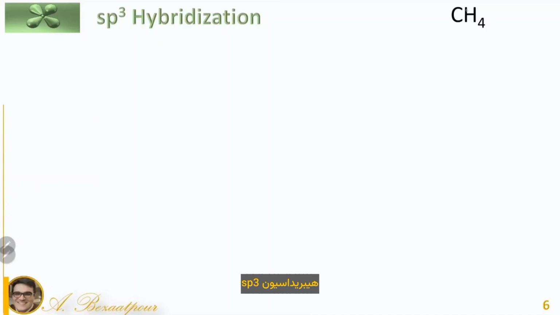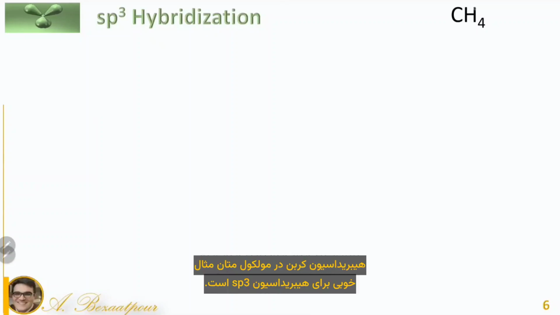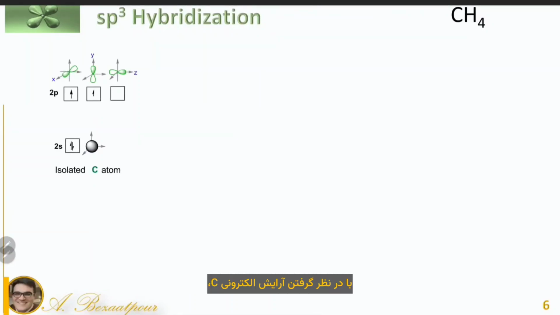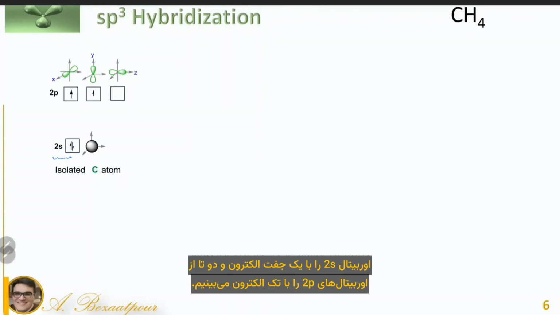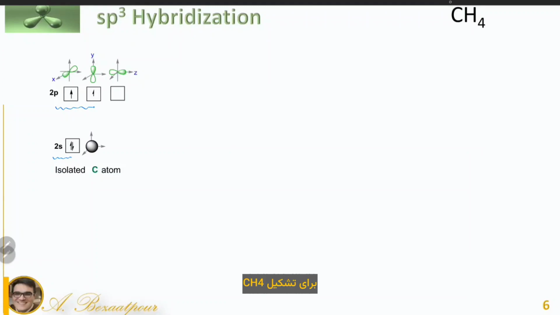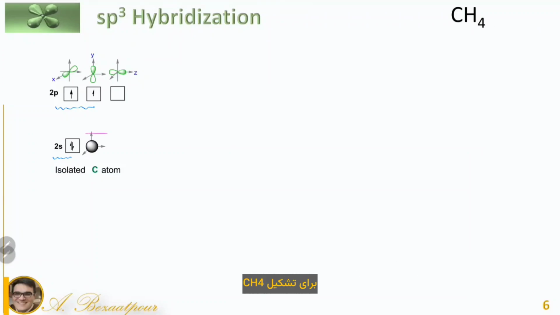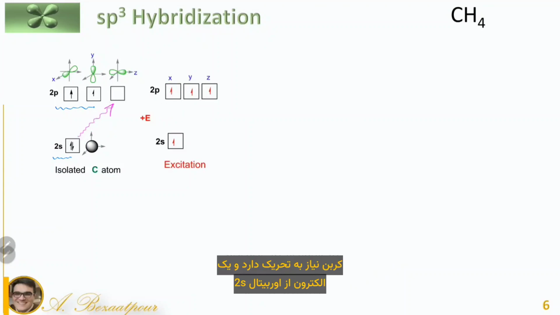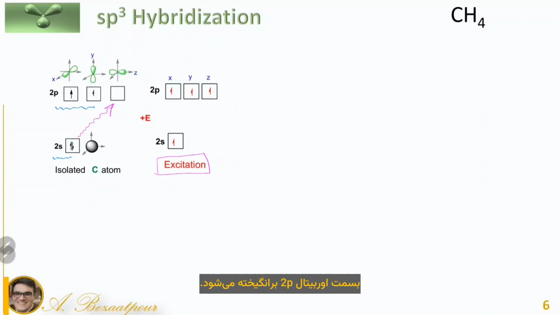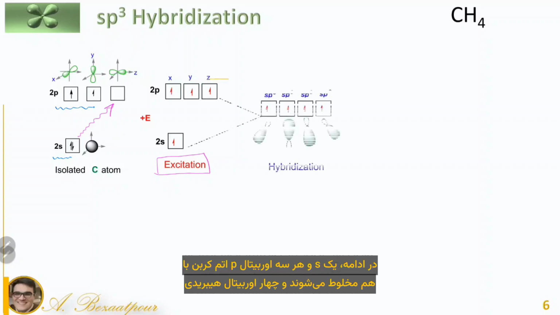sp3 hybridization. Carbon hybridization in methane molecule is a good example for the sp3 hybridization. Considering carbon electron configuration, we can see 2s orbital with an electron pair and 2 of the 2p orbitals with single electron. Then for the formation of CH4, the carbon will lead to excitation, and 1 electron of 2s orbital is excited to empty 2p orbital.